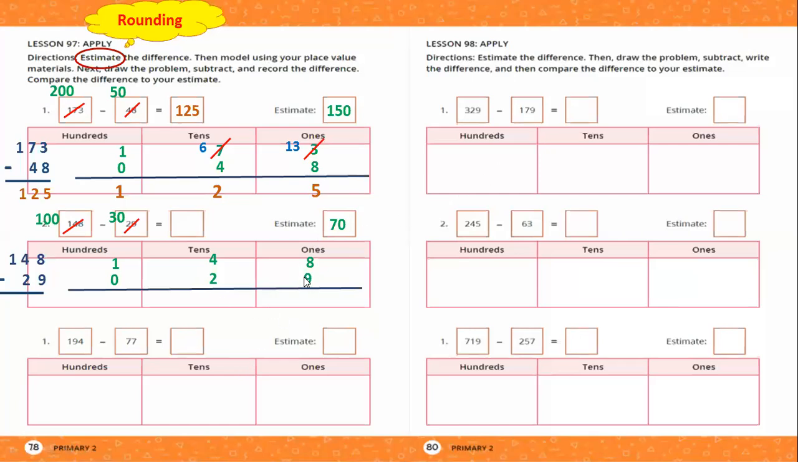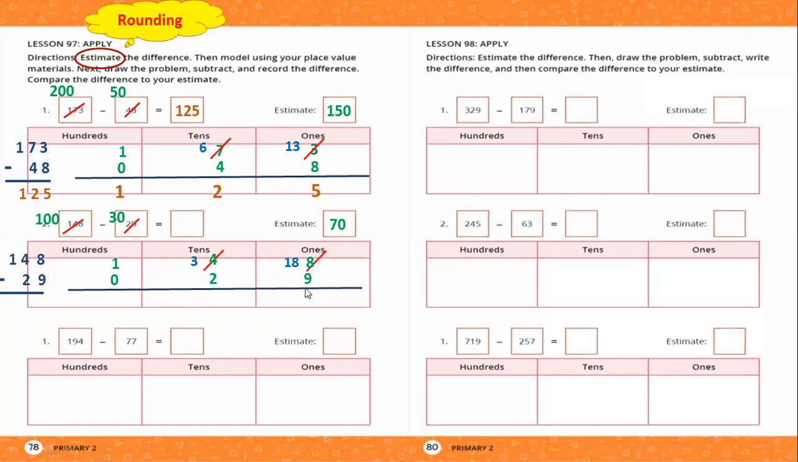8 minus 9. Do we have more on the top? No, we don't have more on the top. So we will go to next door and knock, knock, knock. Can you give me one, please? Yes, of course. So 4 will be 3, and 8 will be 18. So now we have more on the top.